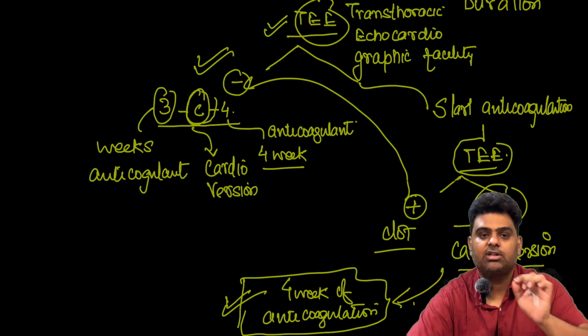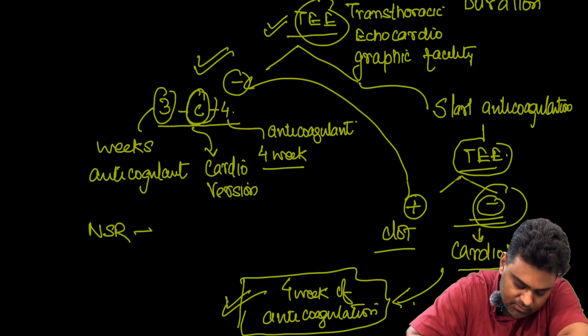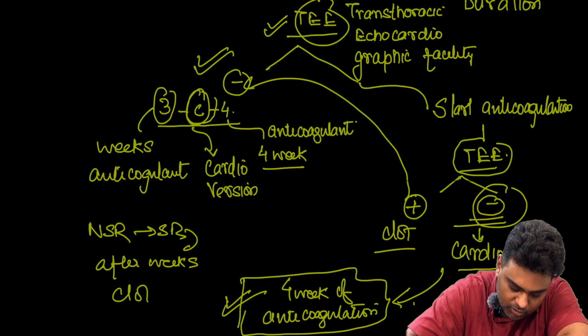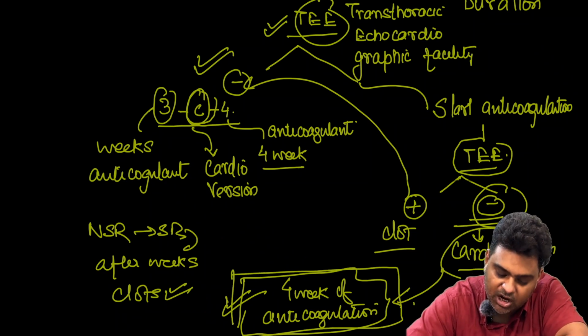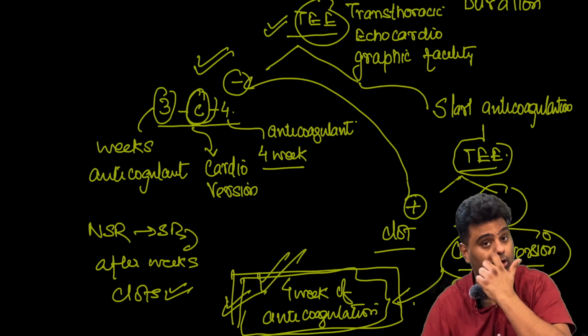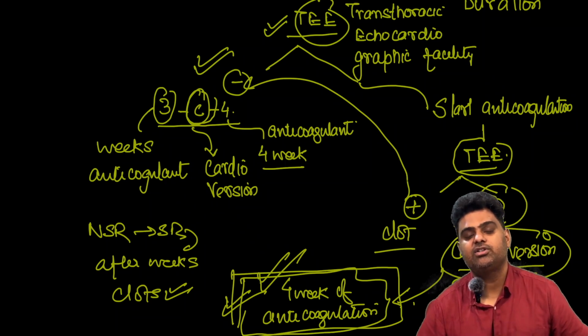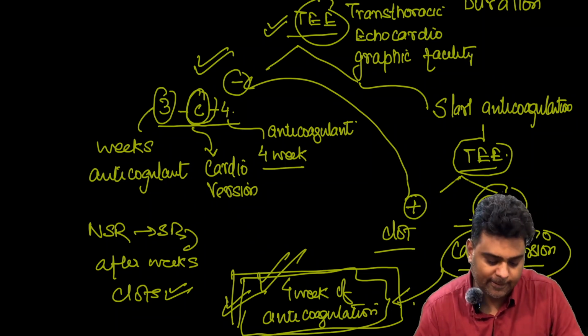So please remember, Harrison says that even when the non-sinus rhythm is converted to the sinus rhythm, even after weeks, there are chances of formation of clots. Therefore, it is recommended that even after the cardioversion, you have to give anticoagulation for 4 more weeks. Okay, because there is a chance that even after the sinus rhythm has developed, a clot can be formed. Okay, so this we have seen.